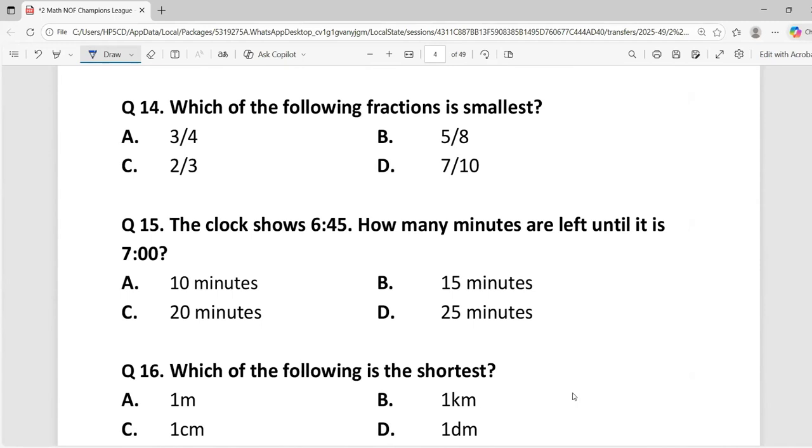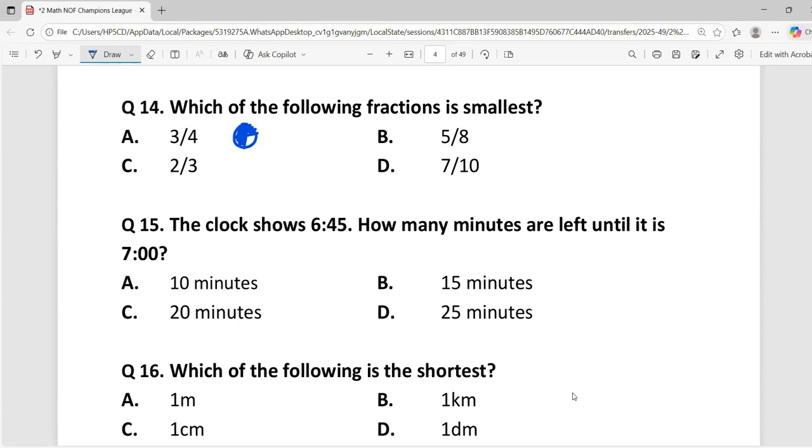Next, we'll move on to the 14th one. Which of the following fractions is smallest? Now see which one is the smallest. For that we can take an example, like the first one, 3 upon 4. So we can imagine 3 out of 4 slices, almost the whole pizza is covered, isn't it? Only 1 block is remaining.